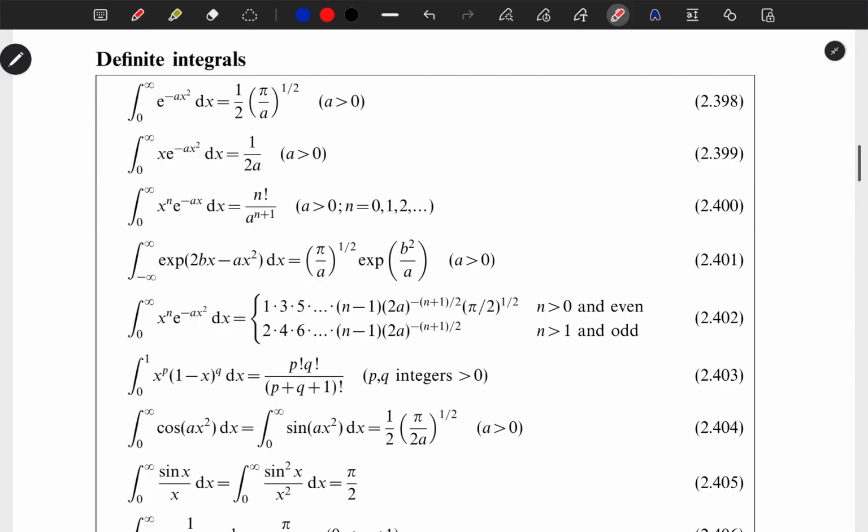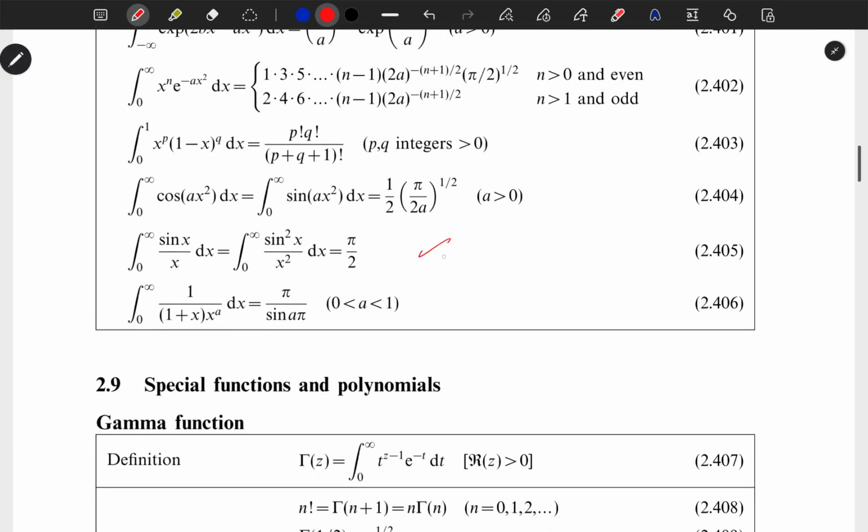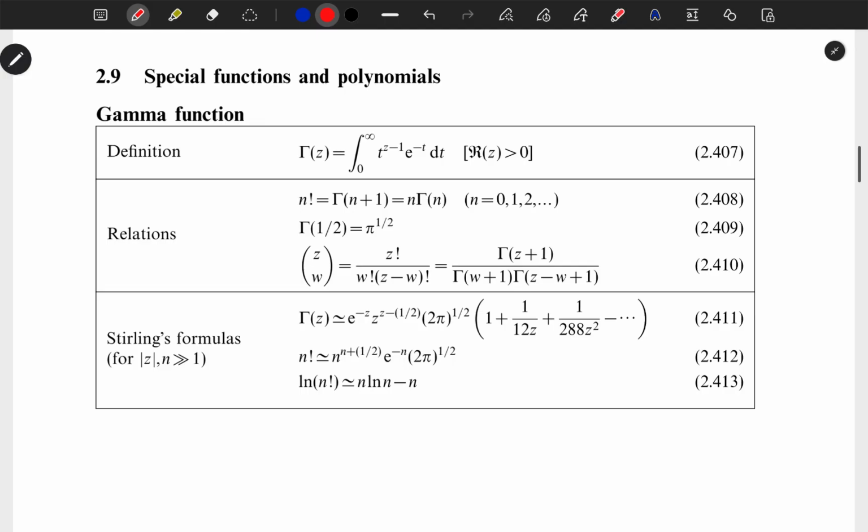Definite integral of e to the power minus a x square equals square root of pi by a, if the integral is from minus infinity to plus infinity. Here we have 0 to infinity, so we have half. Then special functions and polynomials, gamma function definition: gamma n plus 1 equals n factorial. Gamma half is square root of pi.